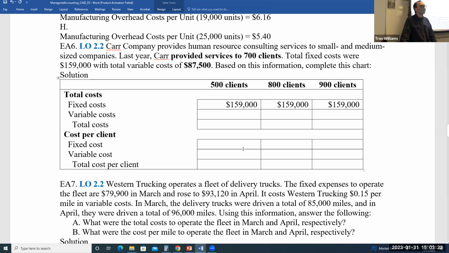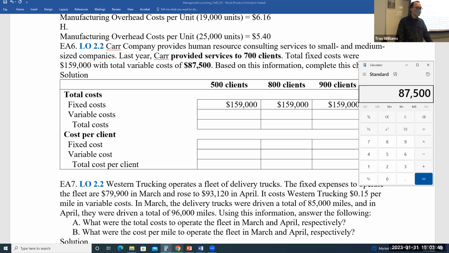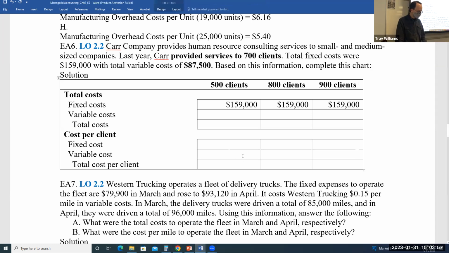Okay. So how do we get our variable cost per client? The total variable costs divided by the 700. Yep. So we'll take this total variable costs and divide it by the number of clients that were associated with that total variable costs, right? And we see that comes out to $125. So our variable cost per client is $125. We can put that here. And remember, the variable cost per unit or per client stays the same.